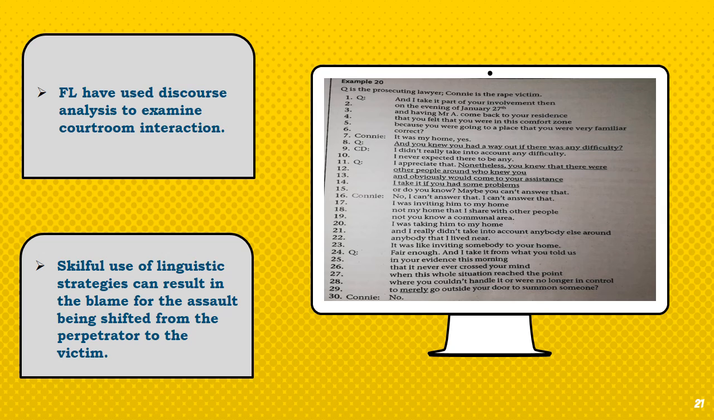Q is the prosecuting lawyer, Connie is the rape victim. Q: And I take it part of your involvement then on the evening of January 27th, and having Mr. A come back to your residence, that you felt you were in this comfort zone because you were going to a place that you were very familiar with, correct? Connie: It was my home, yes. Q: And you knew you had a way out if there was any difficulty? Connie: I didn't really take into account any difficulty. I never expected there to be any.